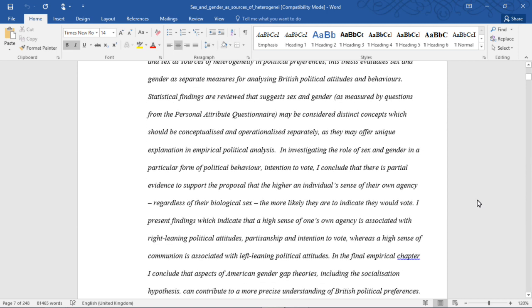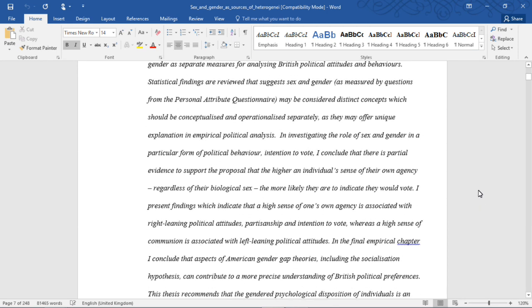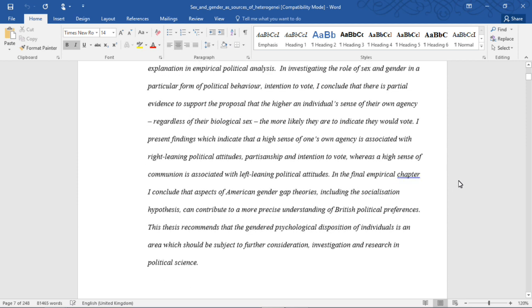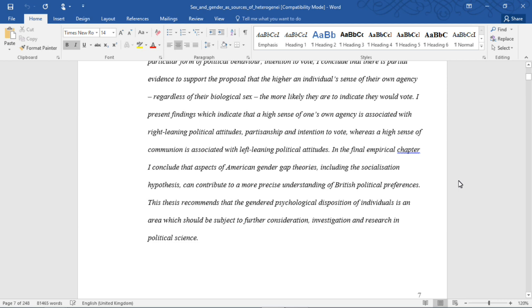empirical political analysis. In investigating the role of sex and gender in a particular form of political behavior, intention to vote, I conclude there is partial evidence to support the proposal that the higher an individual's sense of their own agency, regardless of their biological sex, the more likely they are to indicate they would vote. I present findings which indicate that a high sense of one's own agency is associated with right-leaning political attitudes, partisanship, and intention to vote, whereas a high sense of communion is associated with left-leaning political attitudes.